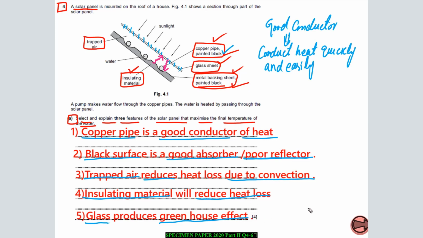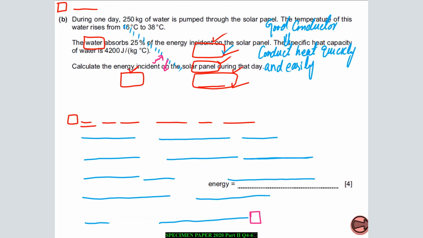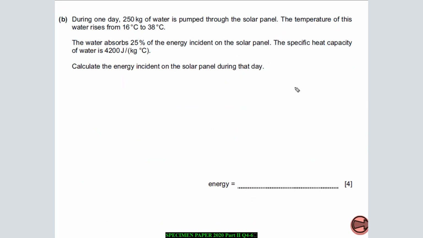So this is how we can answer, and this part A has 4 marks. Let's move on to part B now. Part B is about calculations. What is given to us in this question? The mass of water is given, and the temperature rise is given, meaning delta T is given to us, and the specific heat capacity of water, C, is also given.